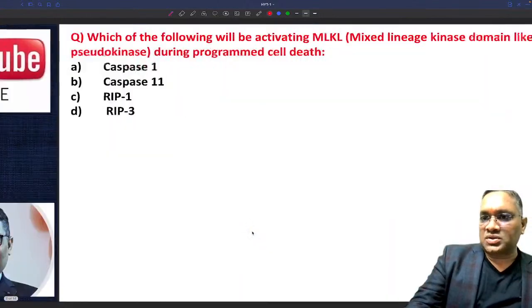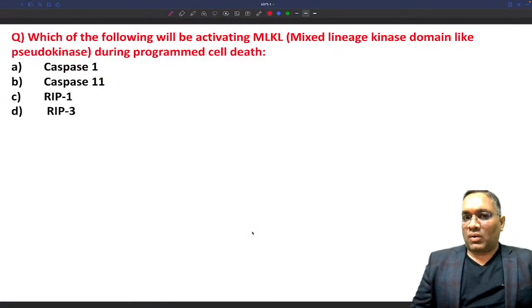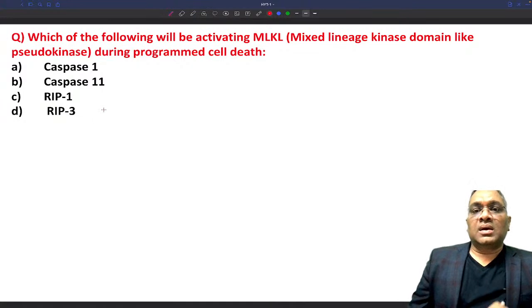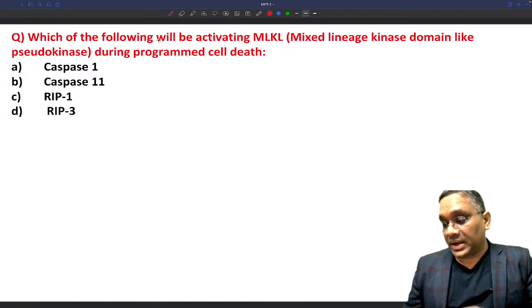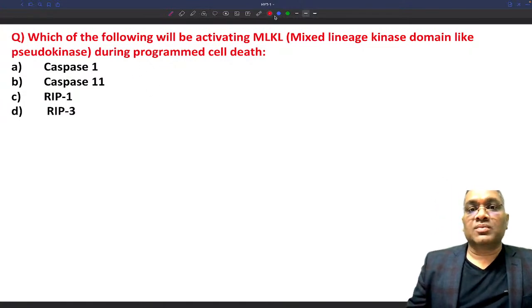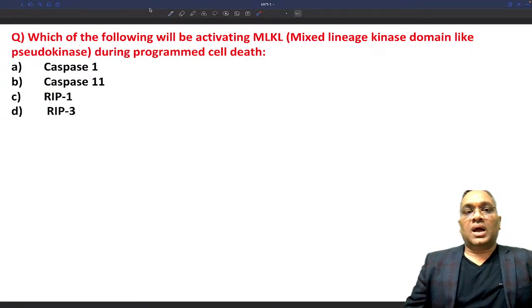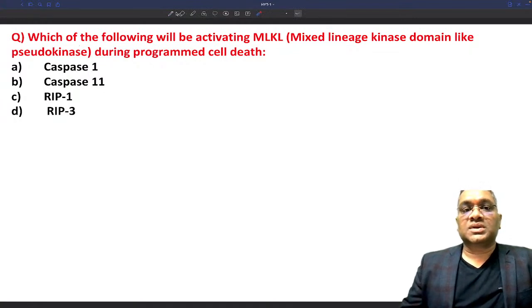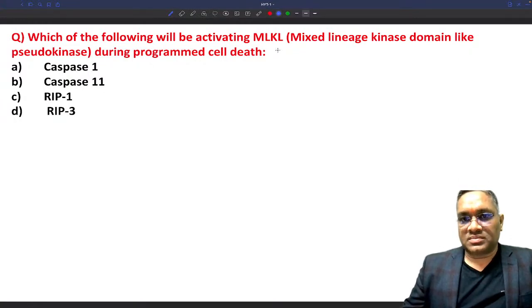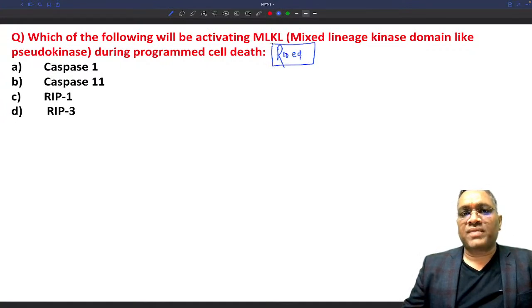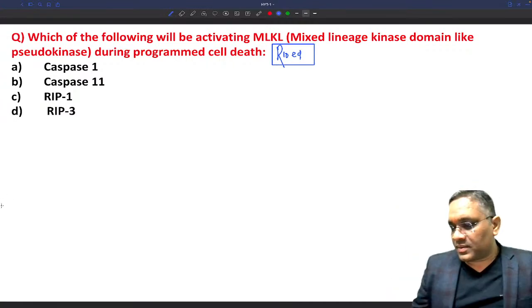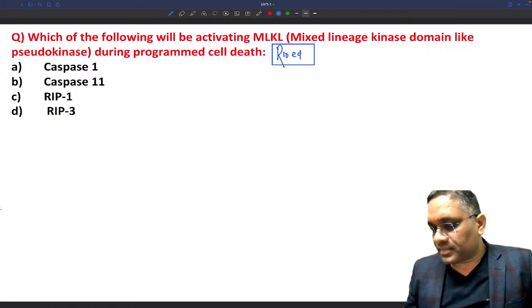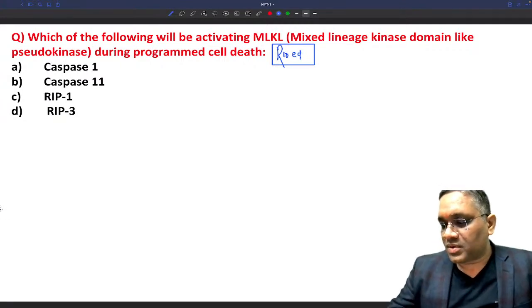So let's start. Question number one: which of the following will be activating MLKL, mixed lineage kinase domain-like pseudokinase, during programmed cell death? Tell me what should be the answer for this question. This question is from the Robbins 10th edition. This is an update of the Robbins 10th edition, and you may find this question in your exam. Tell me, what should be the answer?